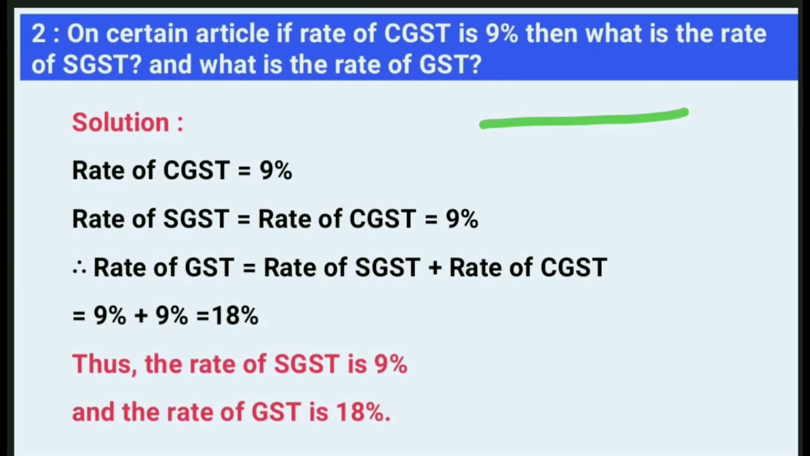क्वेश्चन नंबर 2 देखेंगे, on certain articles if rate of CGST is 9%, then what is the rate of SGST and what is the rate of GST? Now हमें मालूम है कि rate of CGST is equal to rate of SGST. So solution लिखेंगे, rate of CGST is 9%, that is given. Now rate of SGST is equal to rate of CGST is equal to 9%.